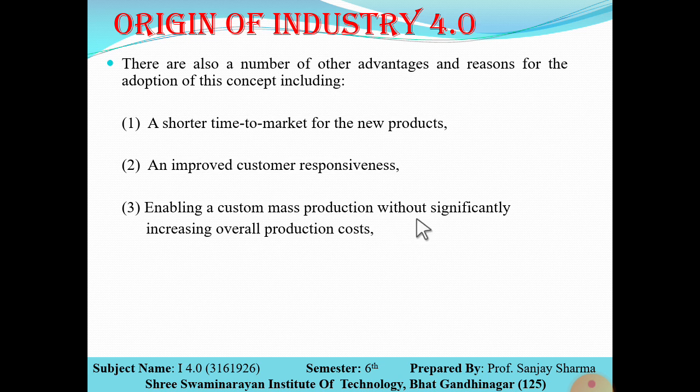Third is enabling custom mass production without significantly increasing the overall production cost. It means if you want to manufacture or modify some product design for a particular batch, then you can do that by adopting this technology without increasing the production cost. Normally in the 2.0 and 3.0 revolutions, mainly in 3.0, when we are modifying some design, again we need to revise the entire production and manufacturing system, and the production cost also increases. But in this fourth revolution of industry, this is eliminated. You can modify your batch production design as per your requirement without any increase in the cost.